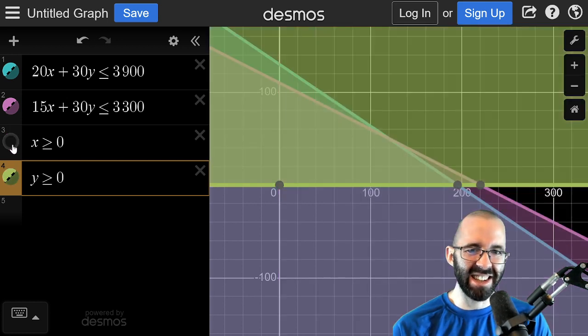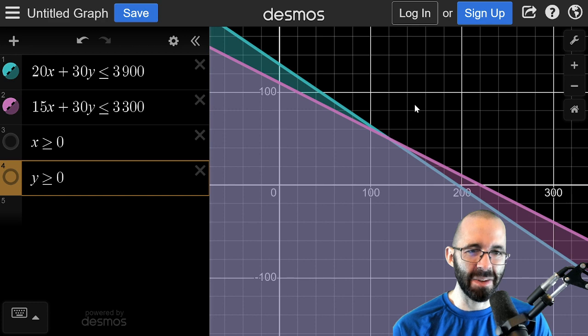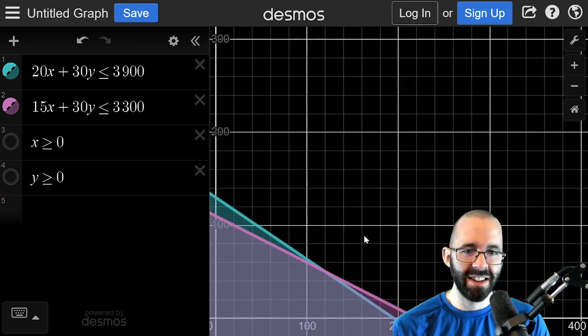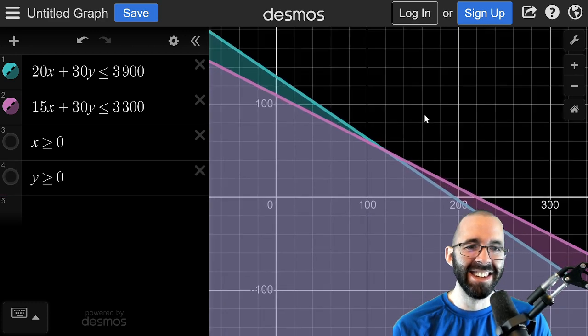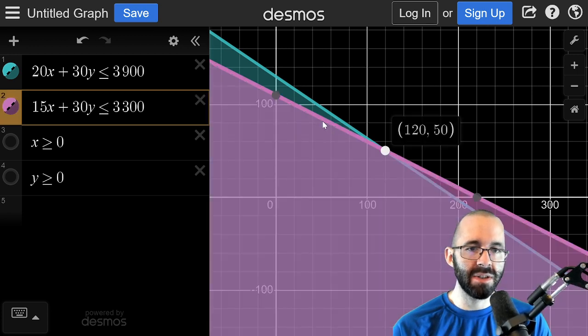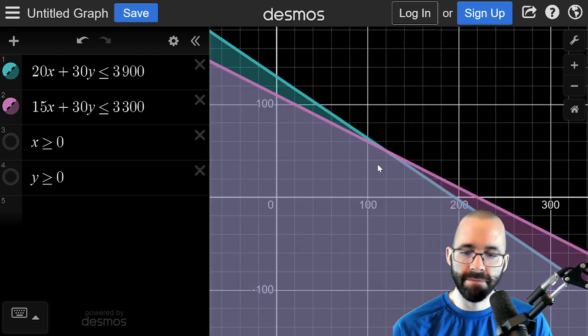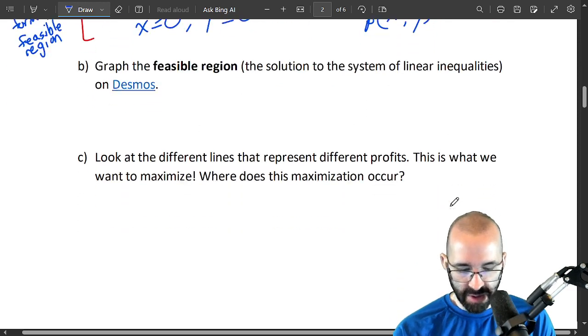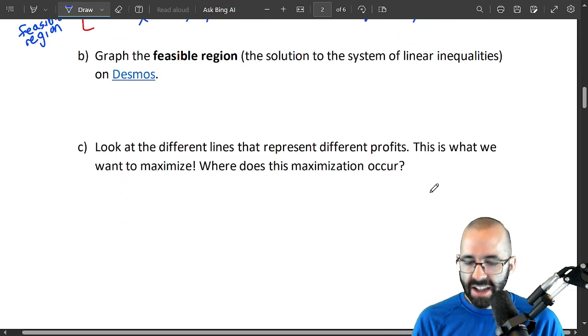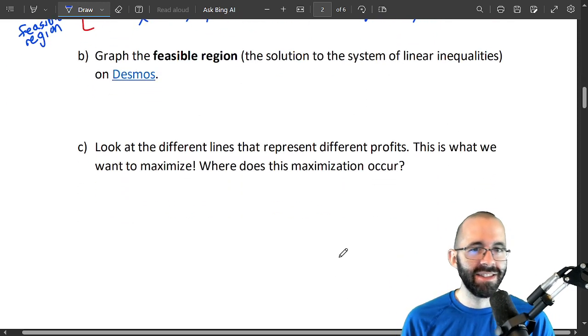Maybe I don't want to graph these on Desmos because they just kind of make it look messier. We could do this. All right, but this is our feasible region. It's below the blue line, and then we switch to be below the pink line. Everywhere that everything's highlighted. So we did that. Now let's look at different profits.